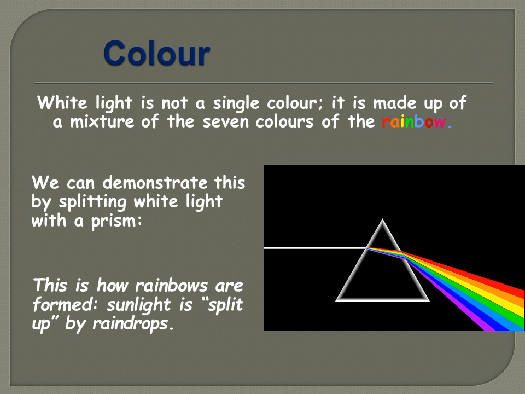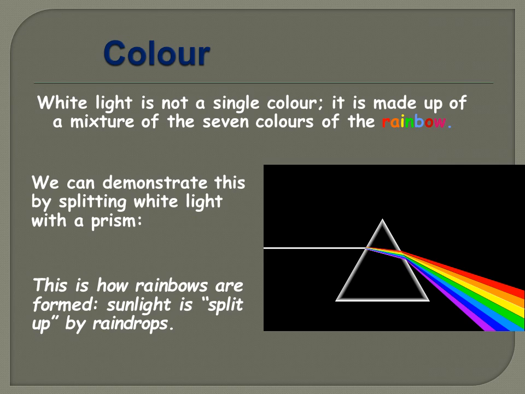So white light is not a single color. It is made up of a mixture of 7 colors of a rainbow actually. So if we throw a light in a prism, a rainbow color will appear after refraction. We can demonstrate this by splitting white light with a prism. As I told, a prism is an object which reflects other colors. So this is how rainbows are formed.